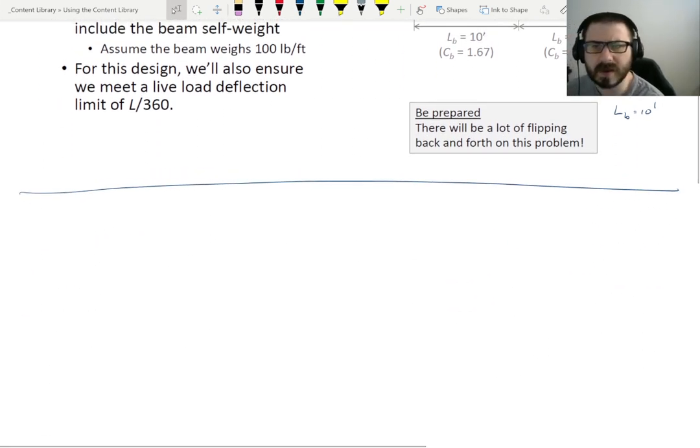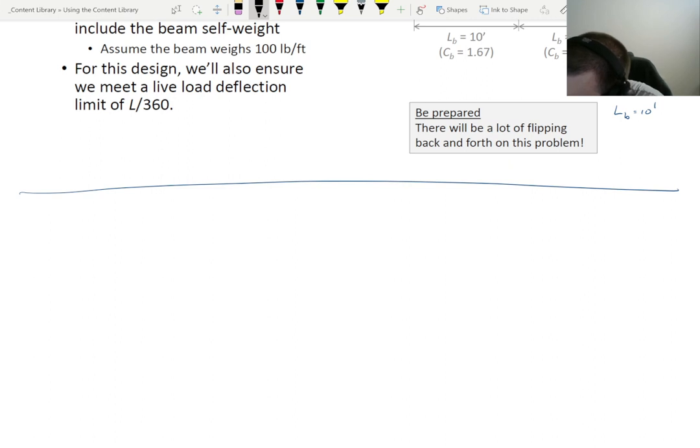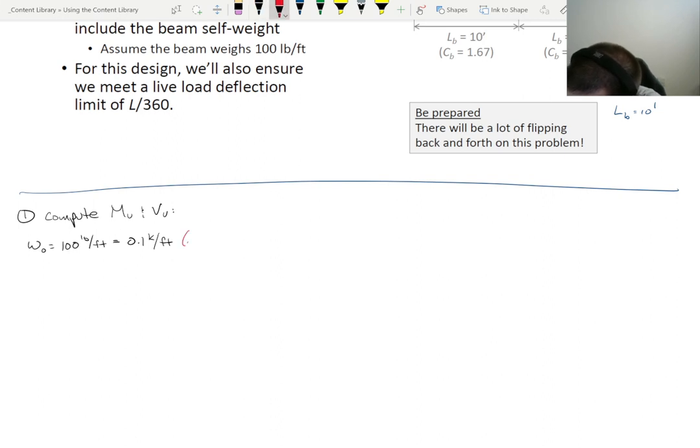So what I'm going to do is go through this process the same way that we would normally go through a design problem, and that's compute MU and VU. Okay, I think at this point we're all in agreement that those are pretty easy. So we've got a self-weight of 100 pounds per foot, or 0.1 kips per foot. And I will say that that's assumed, simply because we don't know what the shape that we're actually going to pick is.